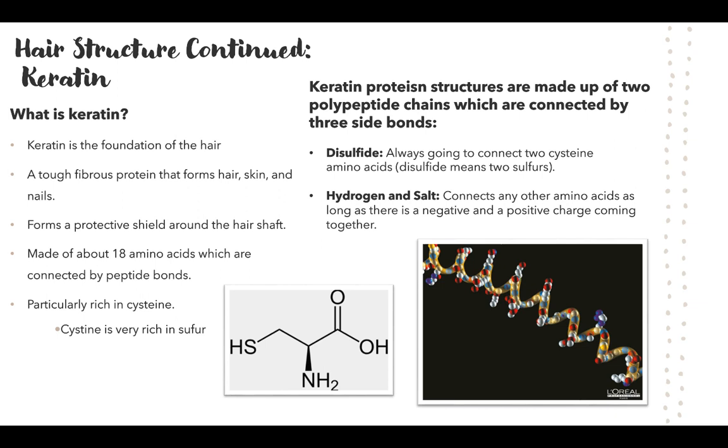The keratin protein structures are made up of two polypeptide chains, which are connected by three side bonds, the first of which are the disulfide bonds. These bonds will always connect two cysteine amino acids. Cysteine is rich in sulfur, hence disulfide, meaning two sulfurs. Next, we have the hydrogen and salt bonds, which connect any other amino acids as long as there is a positive and a negative charge coming together.